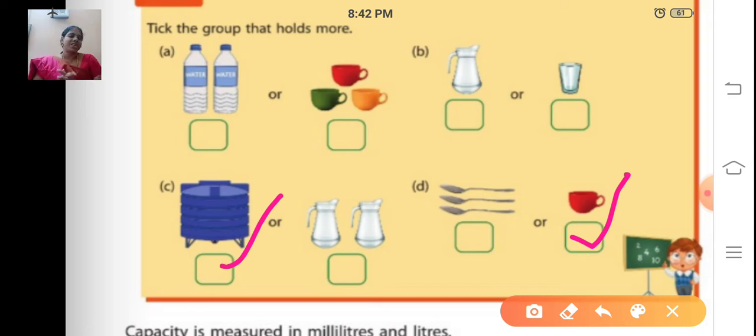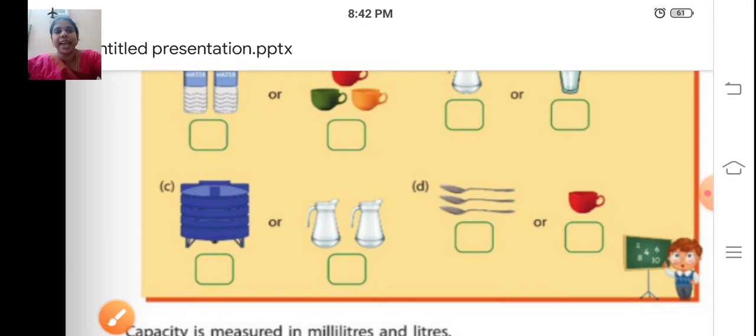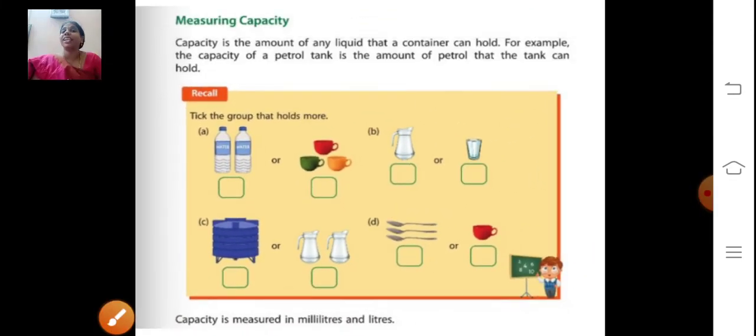So you know what is capacity? How much the container can hold the liquid items, right? Just think liquid items only, okay? Capacity is how much amount of any liquid that a container can hold. So capacity is measured in milliliters and liters, that we are going to see now. Standard units for measuring capacity are milliliter, represented as ml in short, and liters, L in short, that we'll see now.